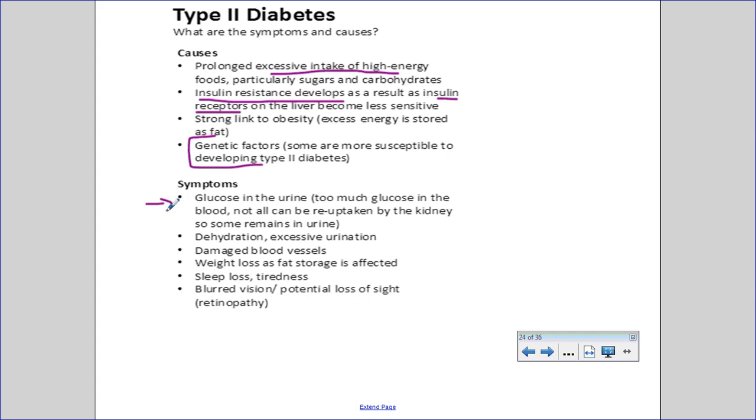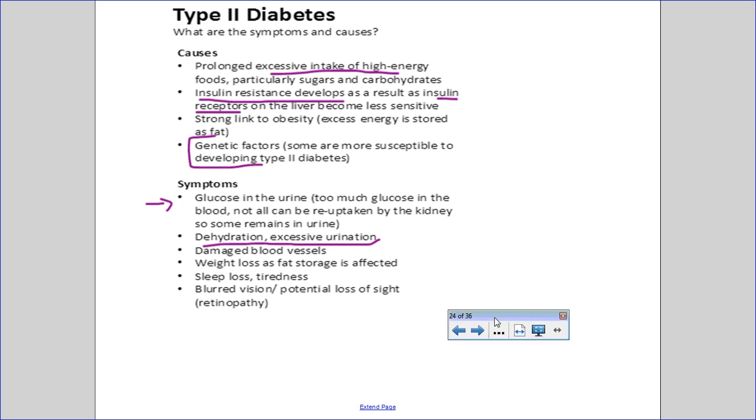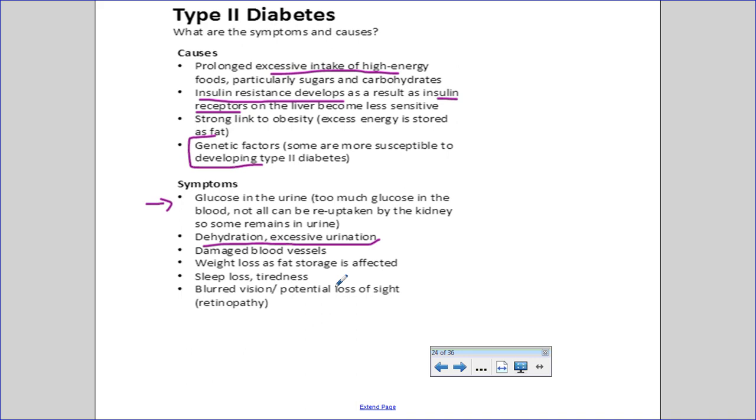The symptoms of type 2 diabetes can include glucose in the urine, as too much glucose in the blood is basically going to be filtered out at high rates by the kidney, and so it ends up in the urine. As a result, people feel dehydrated because of this excessive urination. And as a result, high levels of thirst are going to be a symptom as well. These high levels of glucose can also damage blood vessels, and other symptoms can be weight loss, tiredness, and blurred vision as well.